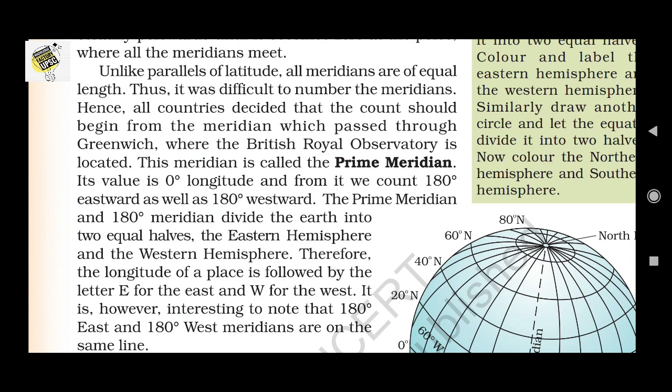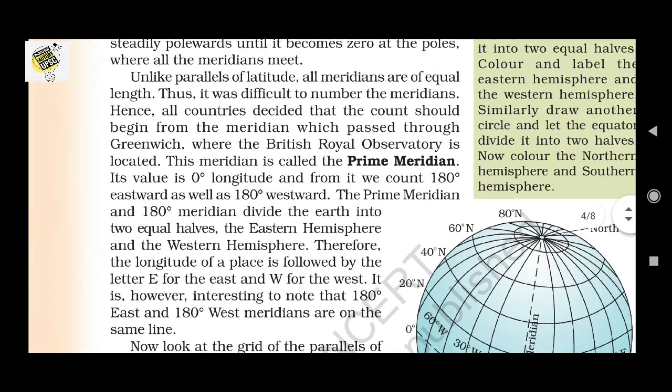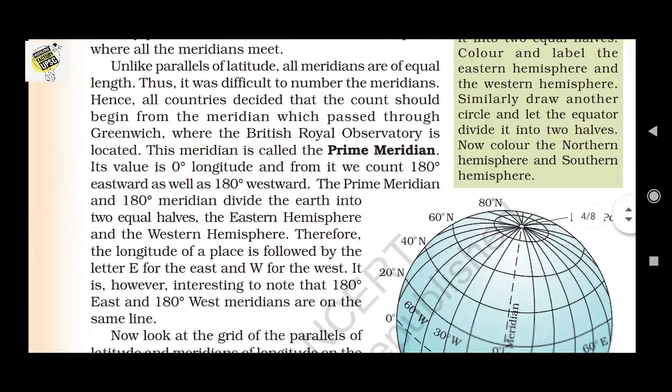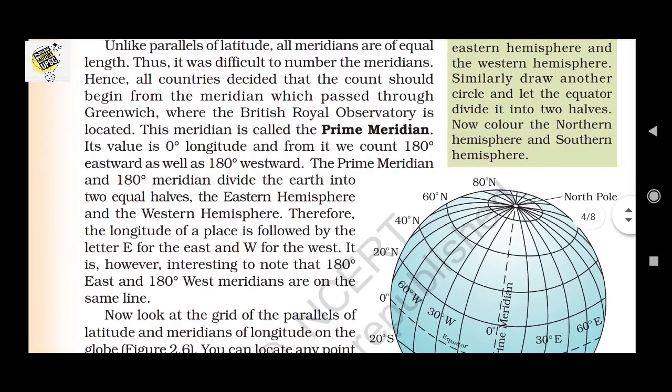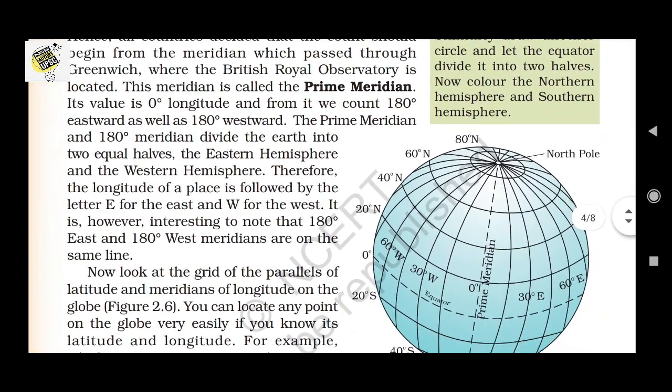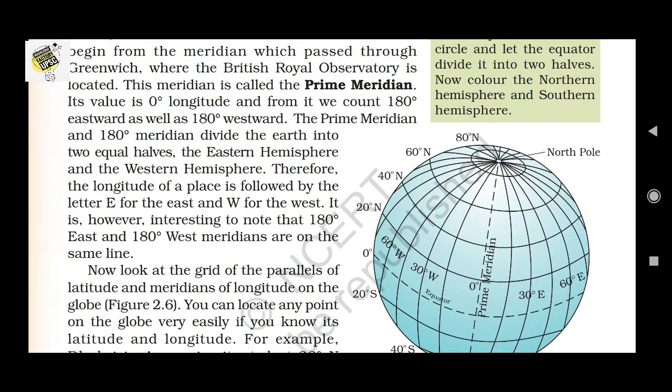This meridian is called the prime meridian. Its value is 0 degree longitude, and from it we count 180 degrees eastwards as well as 180 degrees westwards. The prime meridian divides the earth into two equal halves, the eastern hemisphere and the western hemisphere. Therefore, the longitude of a place is followed by the letter E or W. The E represents the eastern side and the W represents the western side.